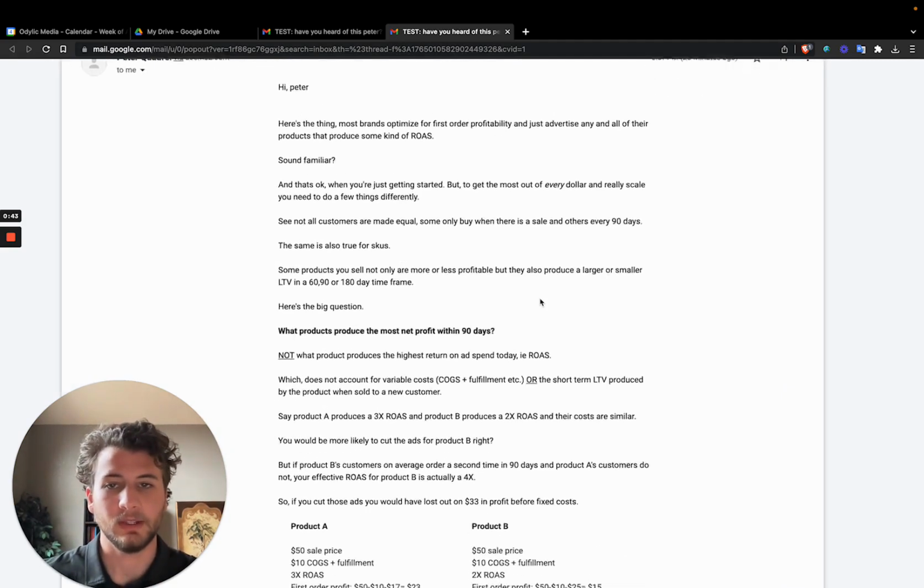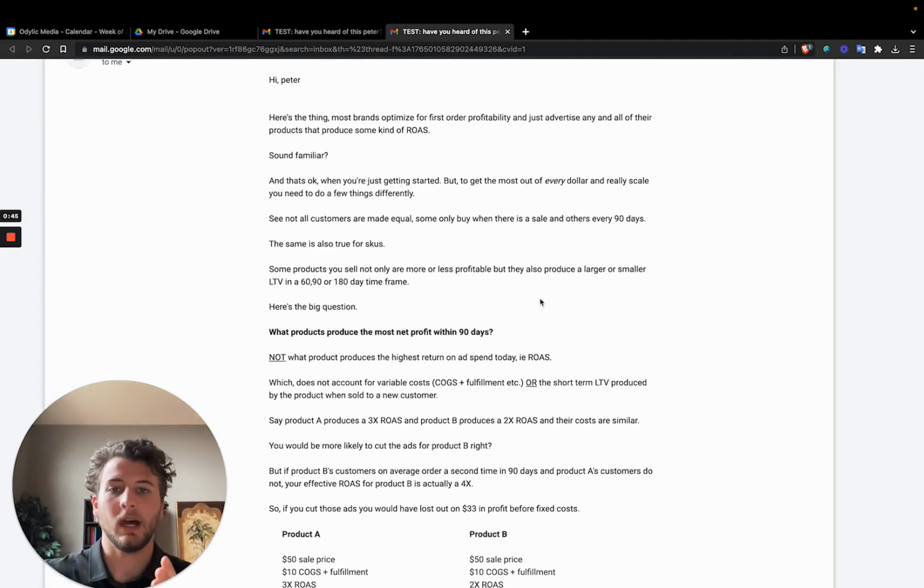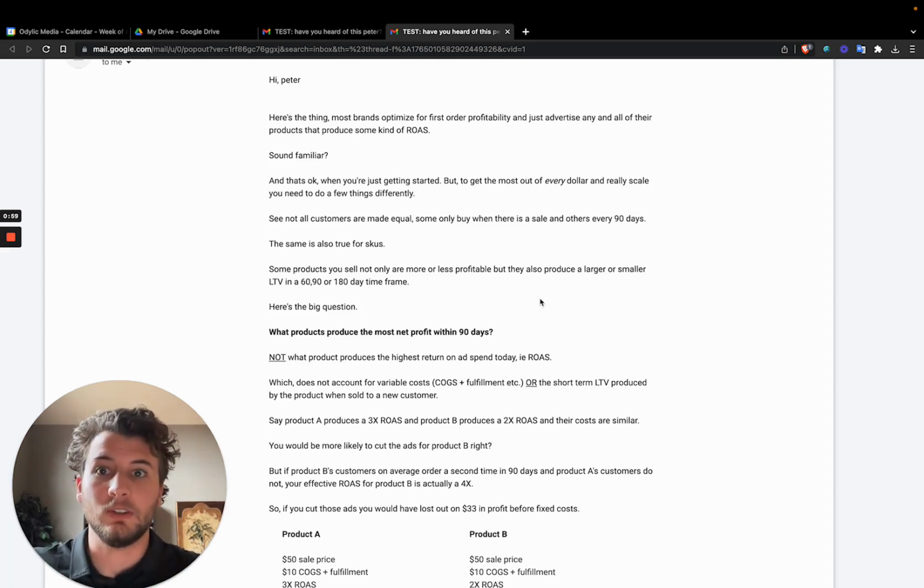So here's the thing, right? Most brands optimize for first order profitability and just advertise any and all the products that produce a ROAS, right? At the start, that's fine, right? It's okay. You can just throw in all your products, see what works, see what sells, see what people like. That's fine, and that's what you should do.